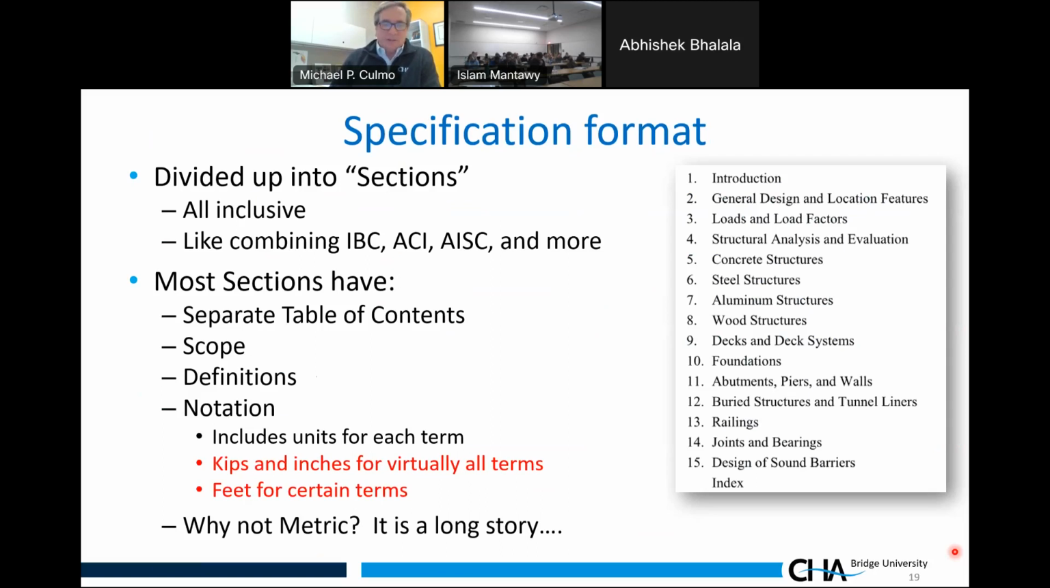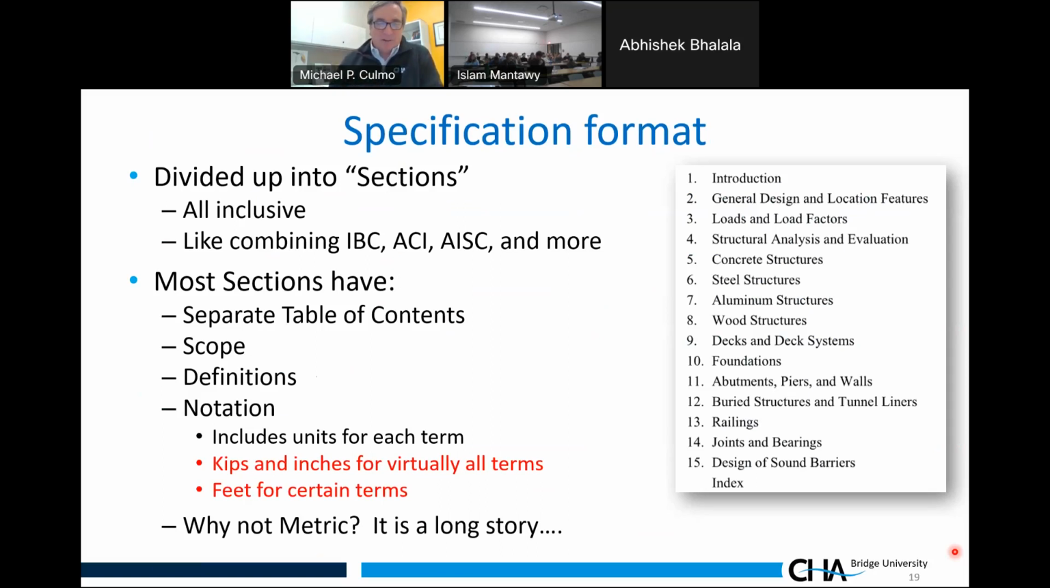A little bit on notation. The notation in the beginning of each section includes the units. And for the most part, we use kips and inches for units. You might ask, why do we use kips? Why do we use kilopounds, 1,000 pounds, and inches? And the answer is, if you do engineering long enough, you realize if you use kips and inches for your units, you get answers like 315 or 6,250 or so. You get numbers that you can actually grasp.